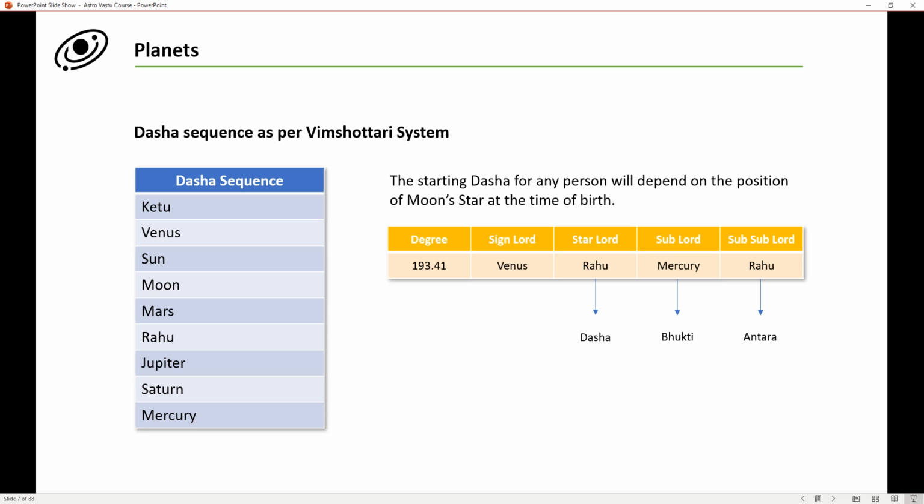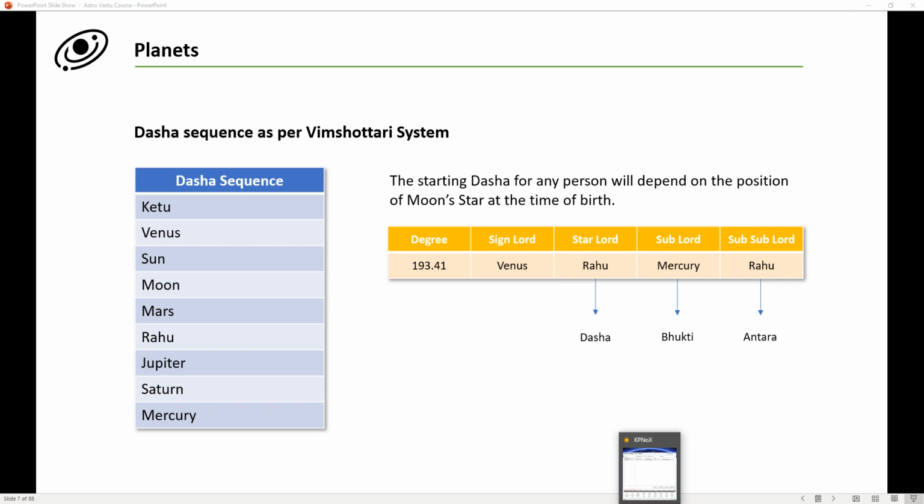So how is the Dasha starting point seen? The starting point for a Dasha is dependent on the Moon's star at the time of birth. For example, in this case, Moon is at, let's say, 193 degrees. The star lord will be Rahu, the sublord will be Mercury, and the sub-sublord is Rahu again. In this case, the main Dasha, the starting Dasha, will be that of Rahu. The Bhukti will be that of the sublord, which is Mercury in this case. And then you have a sub-sublord, which is again Rahu, which will form the Antara.